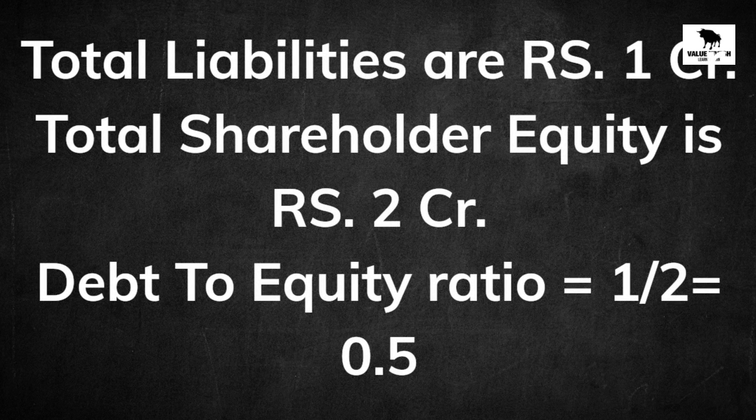For example, if a company has total liabilities of 1 crore and total shareholder equity of 2 crore, its debt-to-equity ratio would be 1 crore total liabilities divided by 2 crore total shareholder equity, which is equal to 0.5.